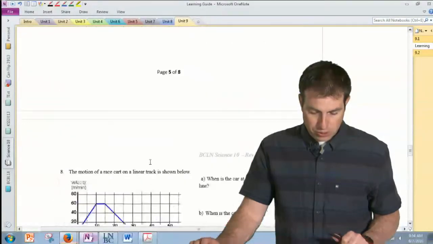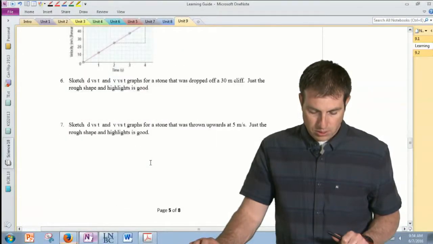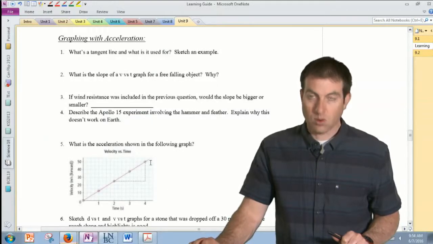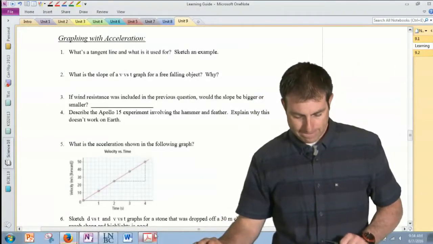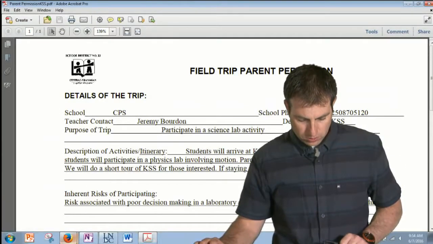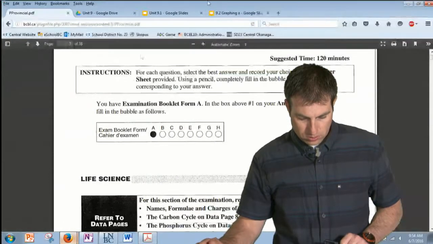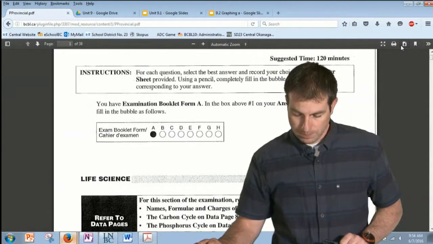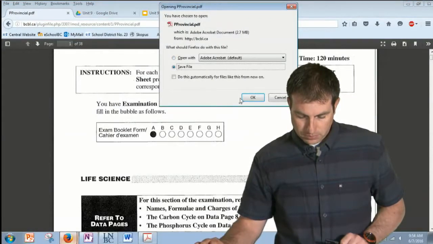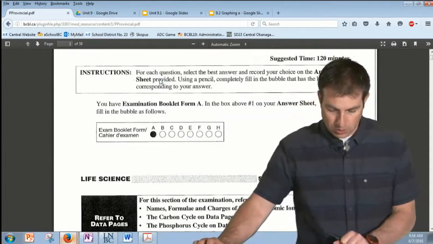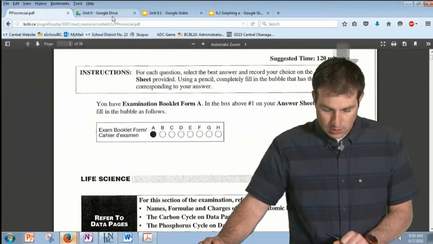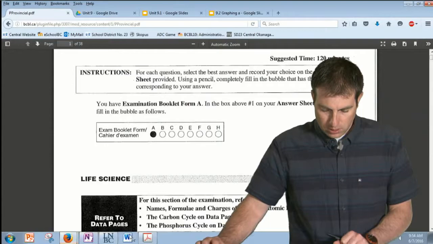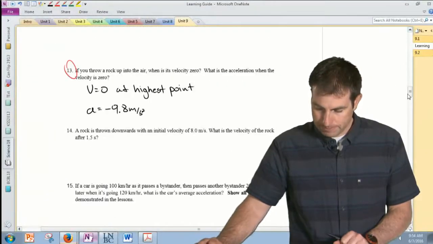Number 1 on page 5, Taylor? Or number 1 on page 1? Page 1. All right. I'm just going to save this so I can load it into OneNote. Hopefully. All right, page 1.